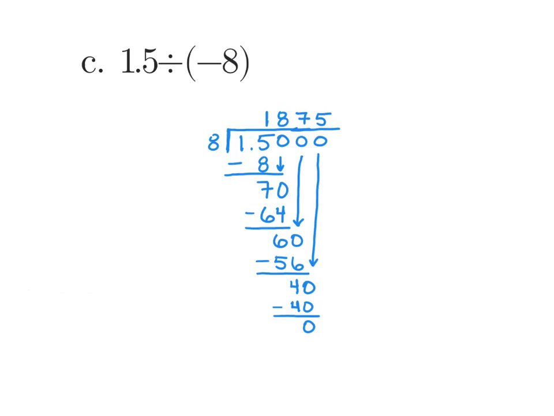So we bring our decimal point straight up into our answer. We get 0.1875, but we're not done yet because we still have to remember the signs. And so our final answer, we have one negative, we keep it. And so we get negative 0.1875.